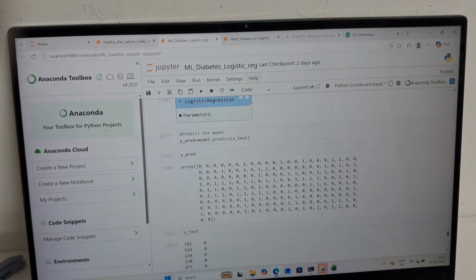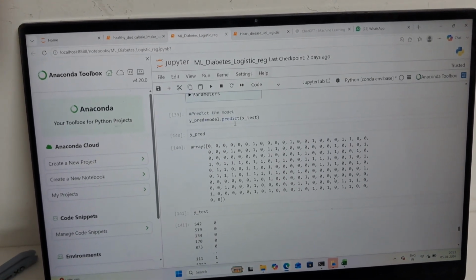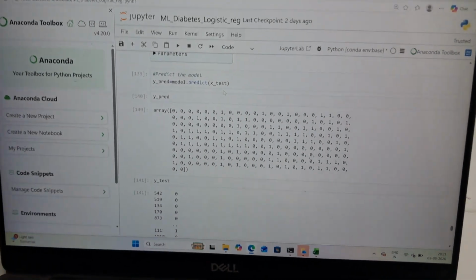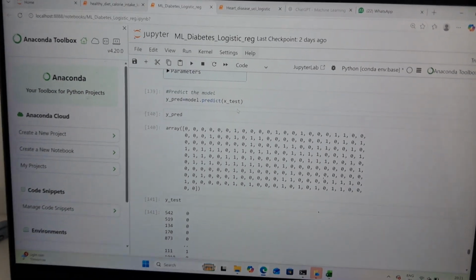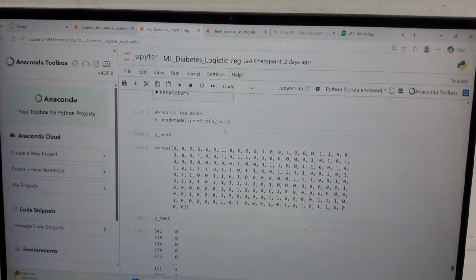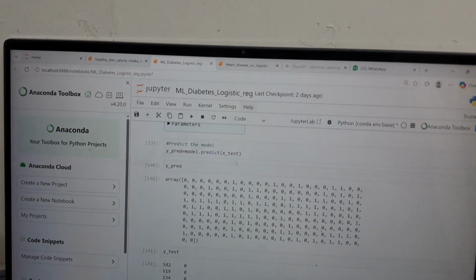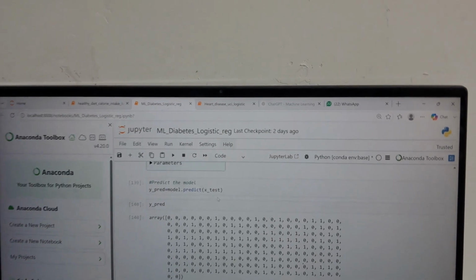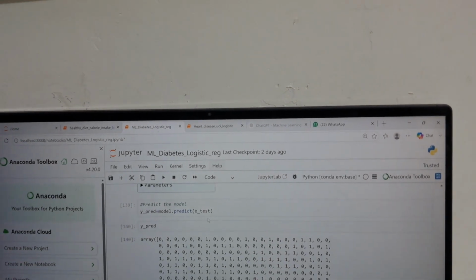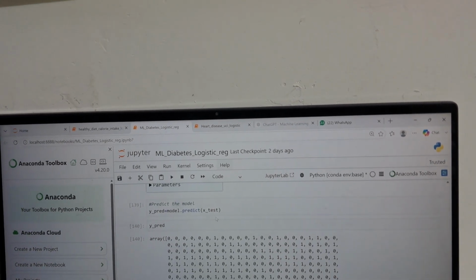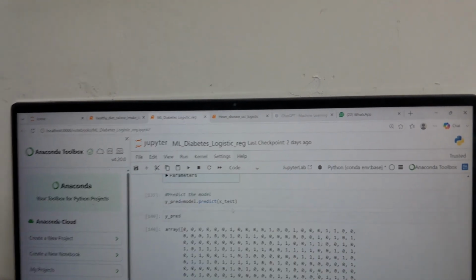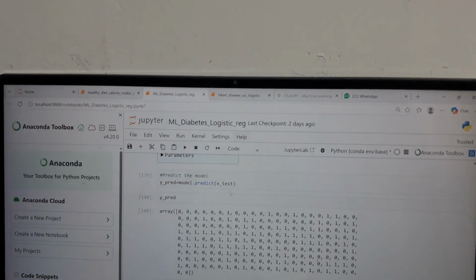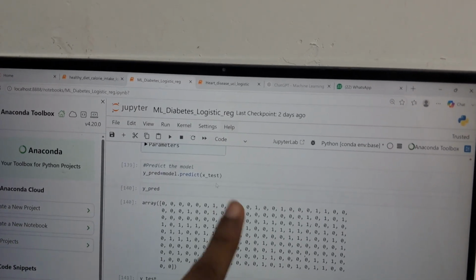Predict the model: y_pred = model.predict(X_test). After training the model, just like when you train your brain with those 8 questions, now you will test your brain by writing an exam. So the exam is those other 2 questions whose answers you haven't seen. You will write answers for those 2 questions. That is testing data.